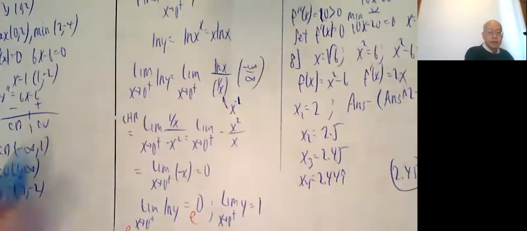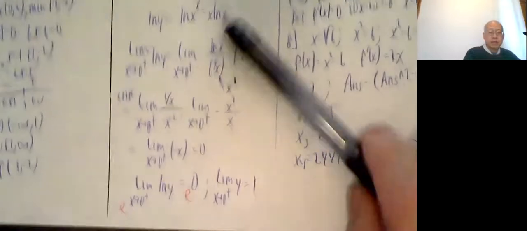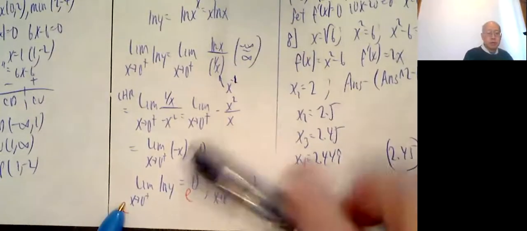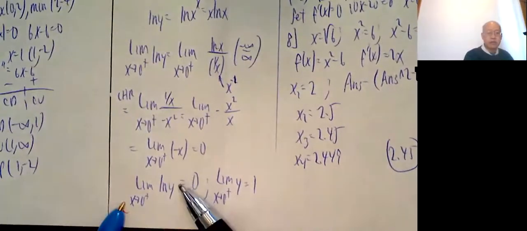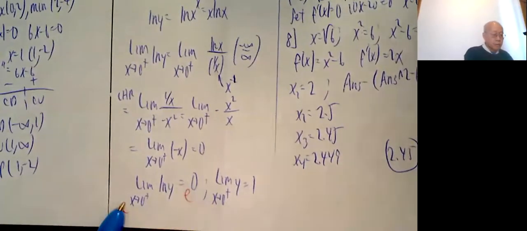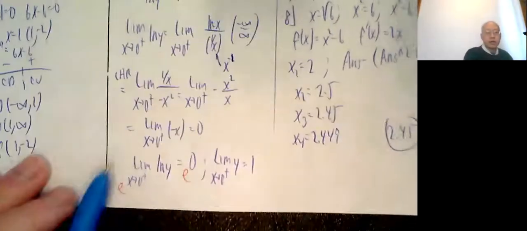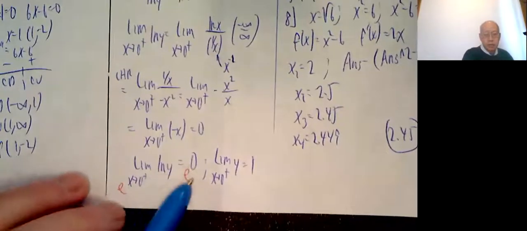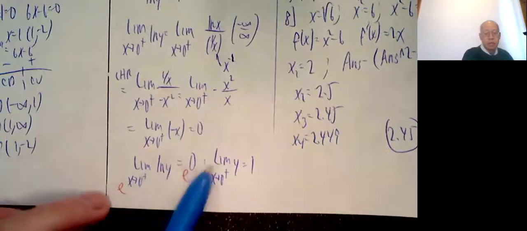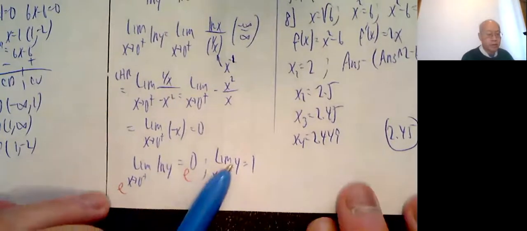So I have, ignore the reds temporarily. The limit as x approaches 0 from the right of ln y is equal to 0. But I'm not really looking for that. I'm looking for the limit as x approaches 0 from the right of y. So I exponentiate. Put an e and ln cancel out. So the limit as x approaches 0 from the right of y is equal to 1.